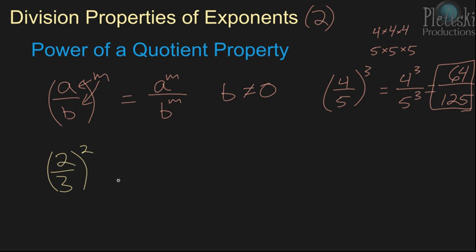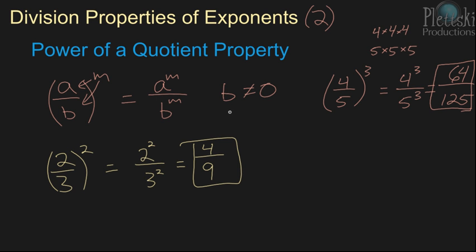So 2/3 squared. All you have to do is rewrite it and put the square with each term. So 2 squared over 3 squared, which is just going to be, well, 2 squared is 2 times 2, which is 4. And then 3 squared is 3 times 3, which is 9. So it'll be 4/9. And you're done with that one.